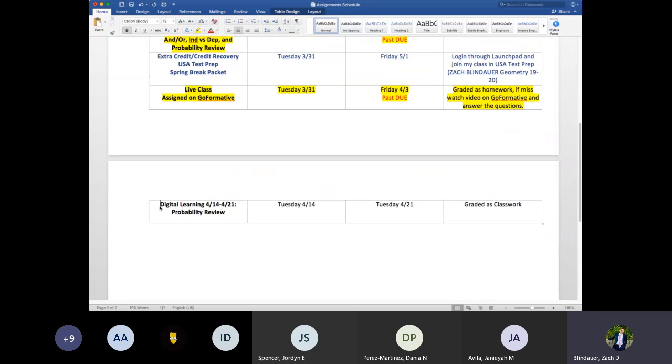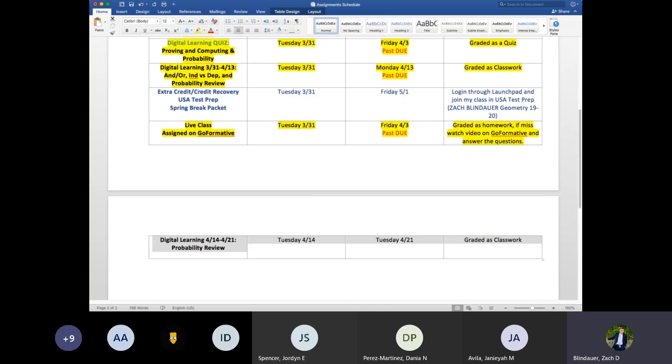And the only thing we're going to submit this week is this one assignment. We're just going to assign the probability review. It's generally an overview, a few questions on probability, to make sure we understand that before we move forward. I'll share this again with you so you can see it.